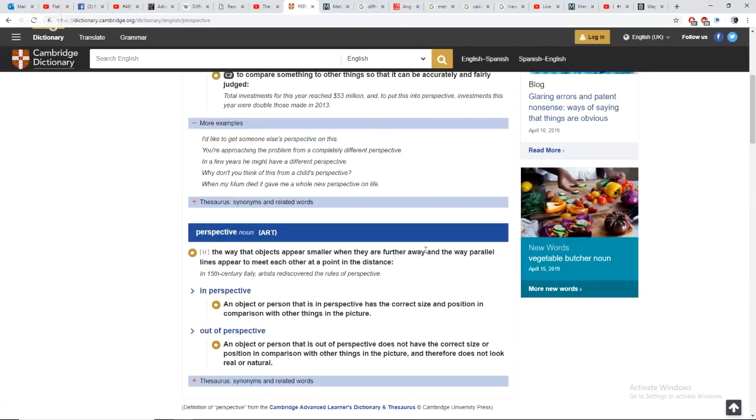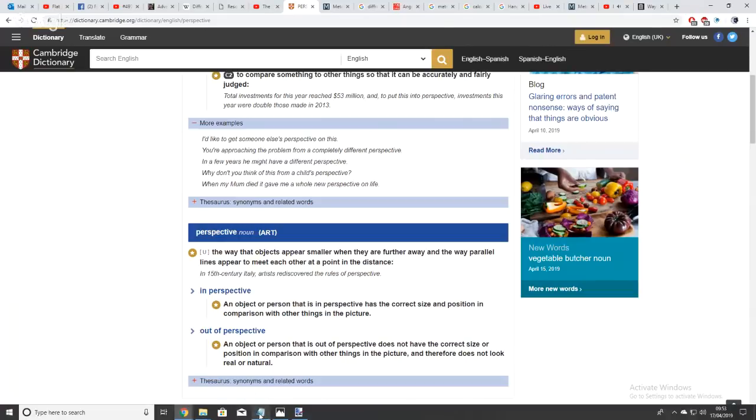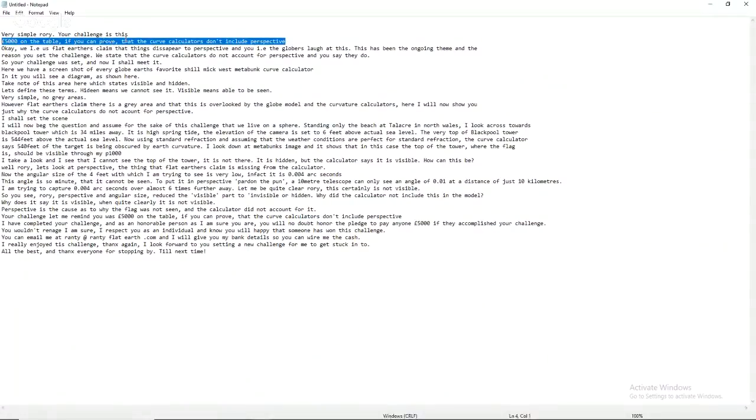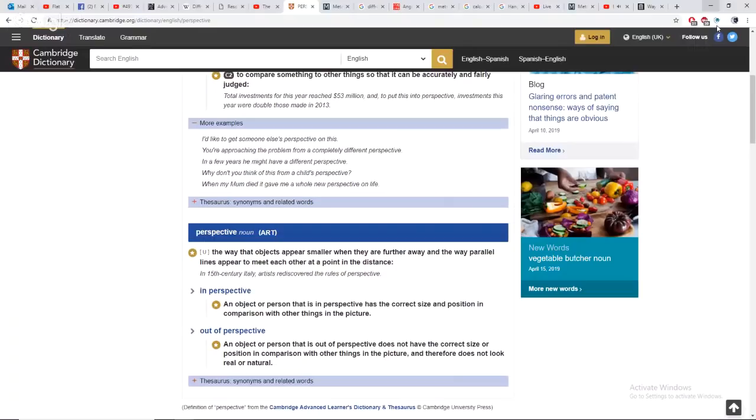So when he set the challenge, and let me quote him so that I don't misrepresent him, £5,000 on the table if you can prove that the curve calculators don't include perspective. So the first point is to figure out what is perspective. Well, perspective is the way that objects appear smaller when they are further away. In other words, the inverse square law. At some point, things will become so small and such a narrow angle that they will be invisible or unable to be seen. So that's addressing his argument as to the word perspective.